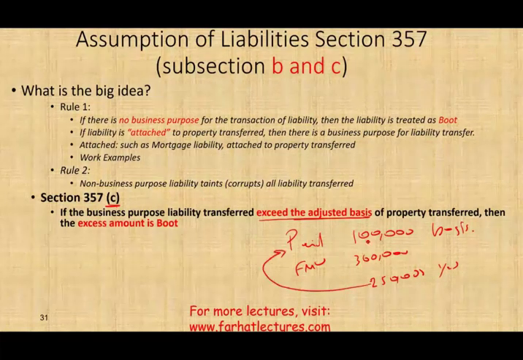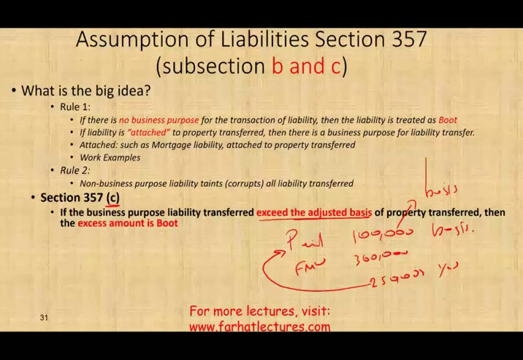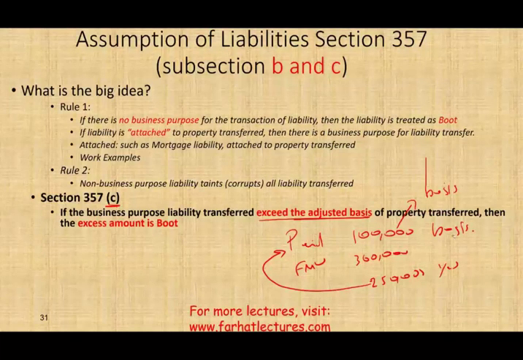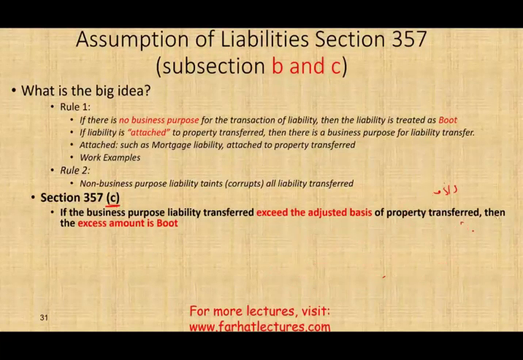Although the basis, what you paid for it, we're going to assume this is the basis, $100,000. Here, the liability, $250,000, is more than the basis. So it could happen that you transfer this building where the liability is in excess of the basis, because the bank doesn't care. The bank has the building and the building is worth $300,000, so they're willing to give you $250,000 of a loan. Okay. So if the liability exceeds the adjusted basis of the property, then the excess amount is boot.